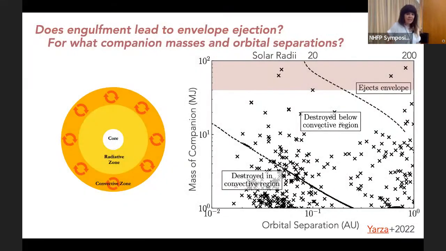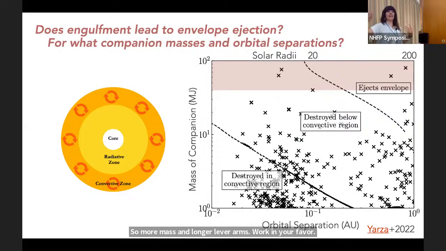It's really about angular momentum transfer. So more mass and longer lever arms work in your favor, and more mass being that secondary companion. So brown dwarfs separated at about 1 AU would be very successful at doing this. It gets much harder to do when you get to sort of the typical planetary composition that we're used to thinking about.